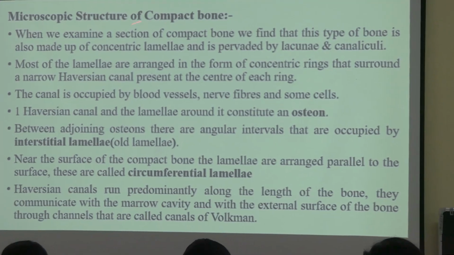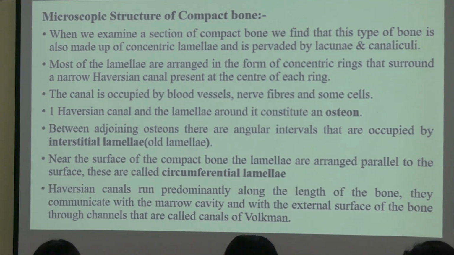Okay, next, the microscopic structure of the compact bone. If you see the compact bone, most of the lamellae are arranged in the form of concentric rings, which we have already discussed. Along with that, the Haversian canal is present at the center. One Haversian canal and the concentric lamellae around it will form the osteon of the bone.